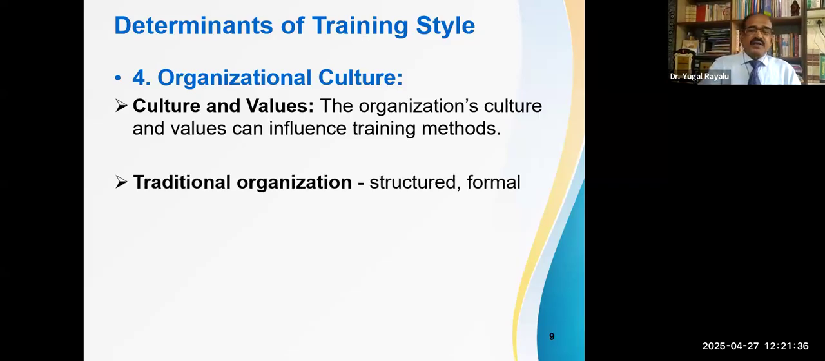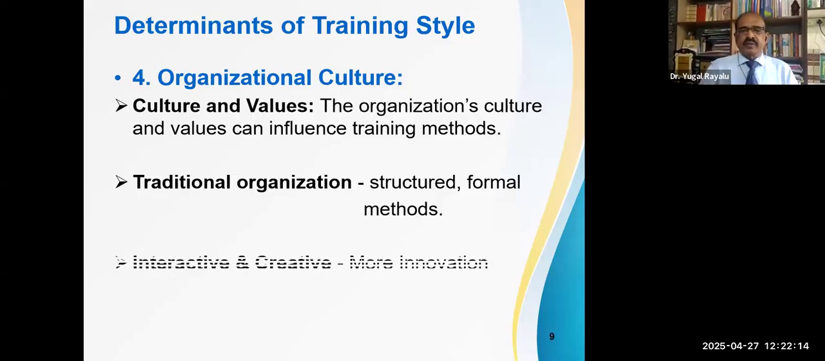Now, there are two types of cultures we have tried to identify. One is the traditional organization. In India, we have some traditional organizations. The organization is structured, hierarchy is there. From the top boss to the immediate boss to the next boss to the shop floor, the ideas percolate like that. And they are very formal. They will address each other in a formal way. This is what we call a traditional organization, and they follow formal methods.